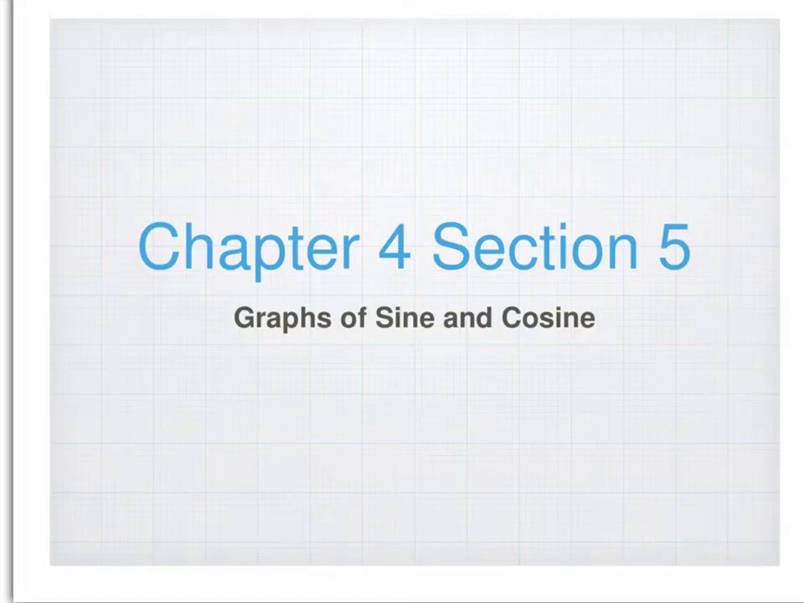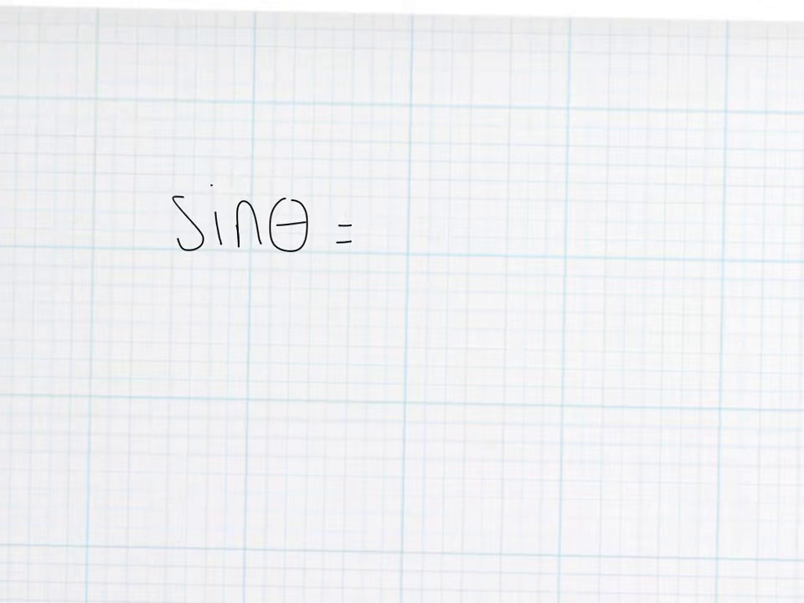So in this section, we're going to talk about the graphs of sine and cosine. Before I actually show you the graph of sine, remember that when you're evaluating the sine of theta, so let's say the sine of theta equals a half. Where is that true?